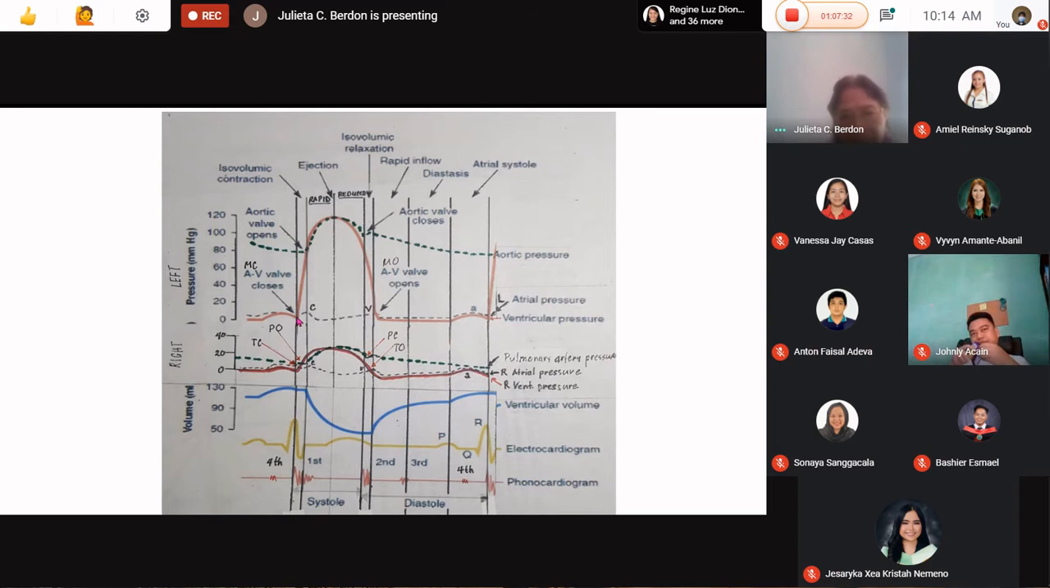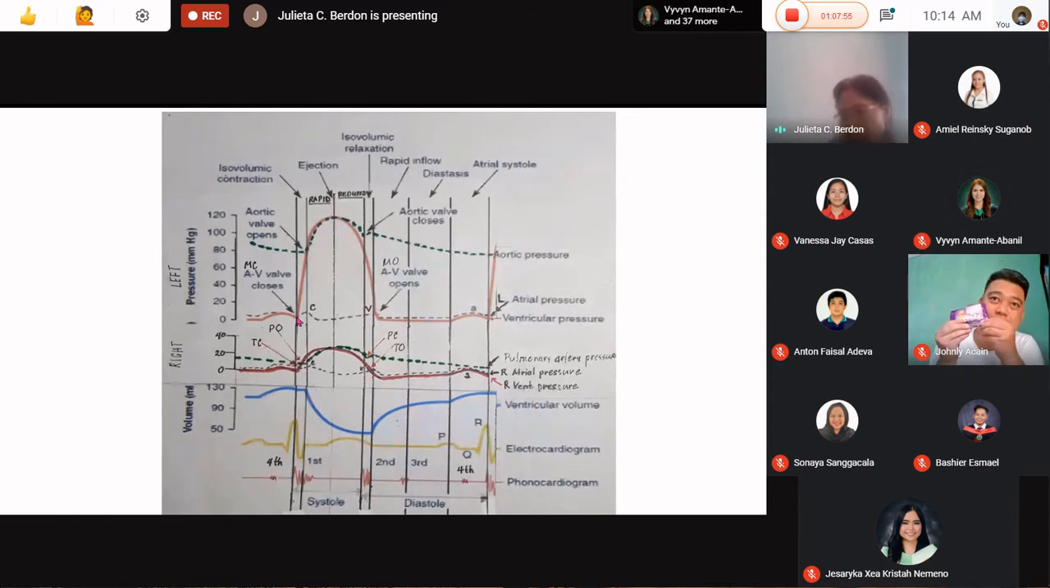Yes, Doc. Any more questions? Do we need to take note of specific measurements of pressure or volume? Like, for example, during aortic valve opening, 80 mmHg is its pressure. Do we need to take note of those specifics?